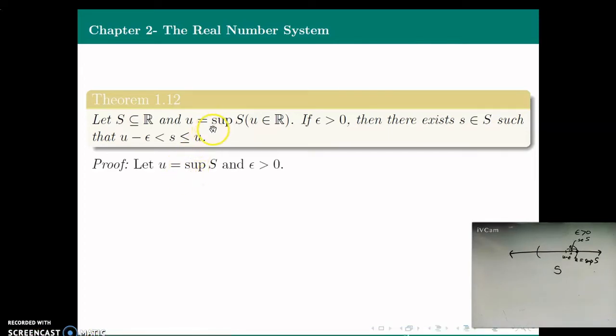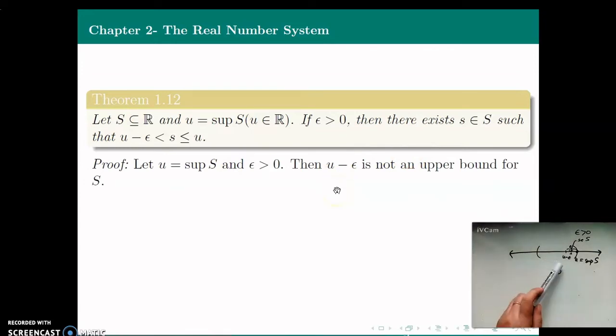In our assumption, we let u be equal to the supremum of S, and epsilon is greater than 0. Then, of course, as you can see in the illustration, u minus epsilon is not an upper bound for S, because u is the supremum of S. And we know that the supremum of S should be the least upper bound. So this must not be an upper bound. So the upper bound is somewhere here.